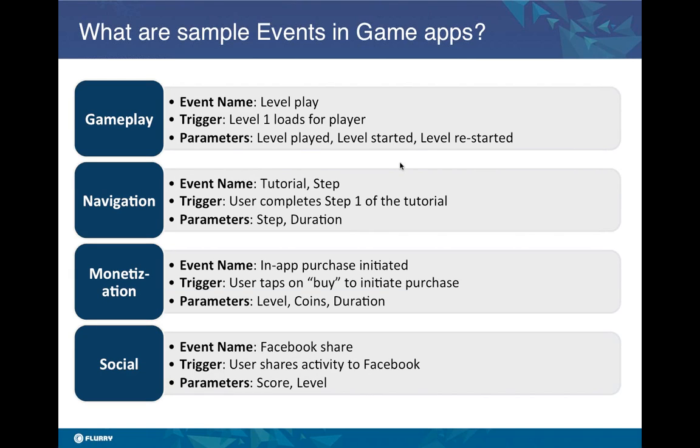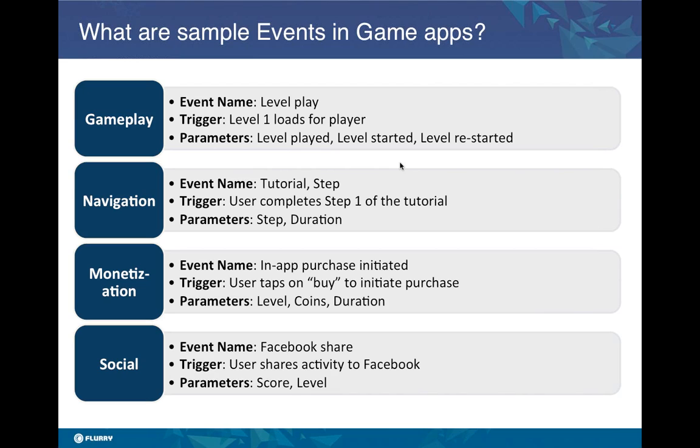So what are some sample events that you might have in game apps? If you're in a game, the level that you're playing, as soon as the level starts, you might trigger an event that says user started level 1. The parameters might include the level played, the level started, or the level restarted. You might want to know timing. How long does it take the user to play level 1?